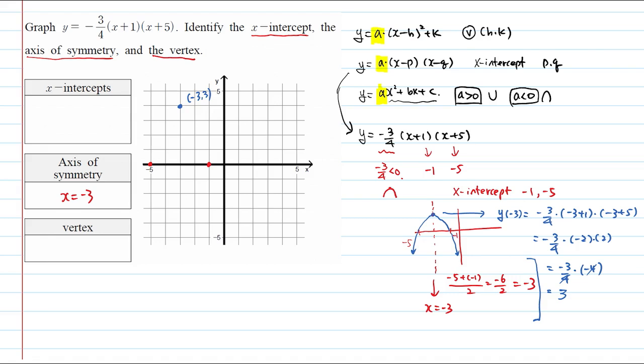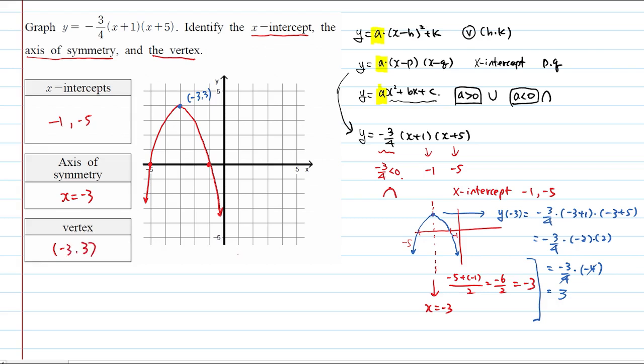So here it's negative 3 over 4. We can figure out the second point, but here the idea is just connect these two, and that will be the graph. So here the x-intercepts are negative 1 and negative 5, and the vertex will be negative 3 comma 3.